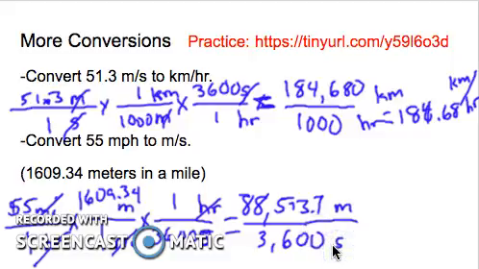And that would be seconds. So all you do is type in the top number, 88513.7, divided by 3,600, and your answer, according to what I have, is 24.59. And you don't just put the number, you put what the unit is too, meters per second.